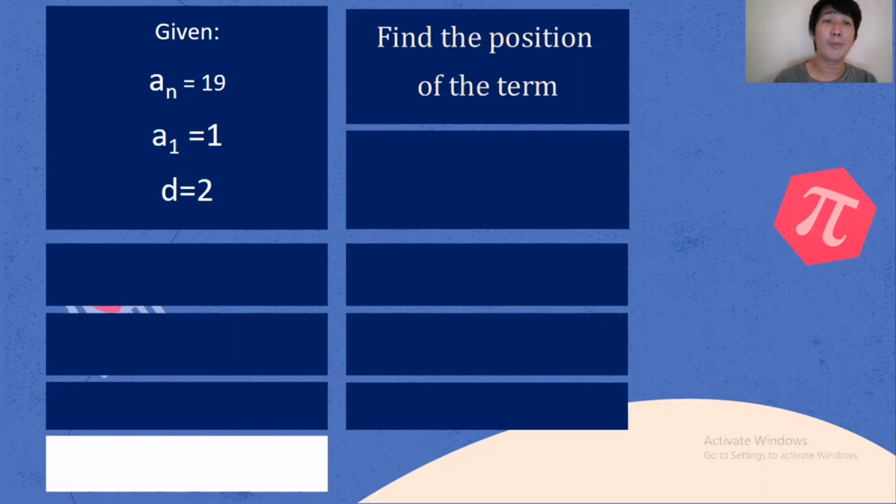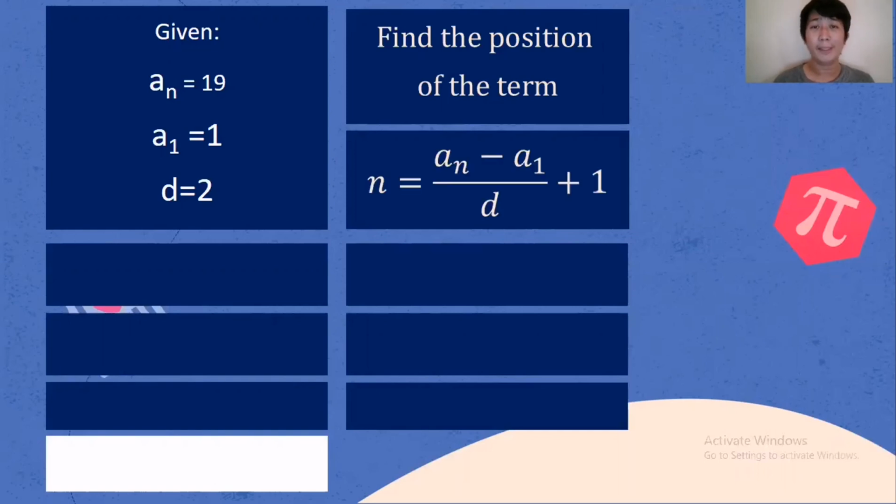We are looking for the position, what place the 19 has in the given arithmetic sequence. We have a sub 1, that is 1. What term is 19? That is the question. Find the position of the term. The formula to be used is n is equal to a sub n minus a sub 1 over d, plus 1, where a sub n is 19, a sub 1 is 1, and the common difference is 2.